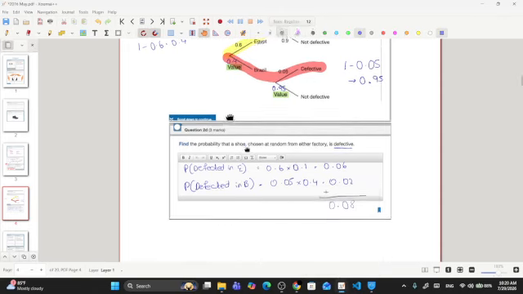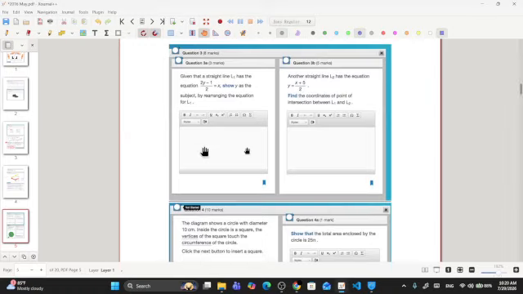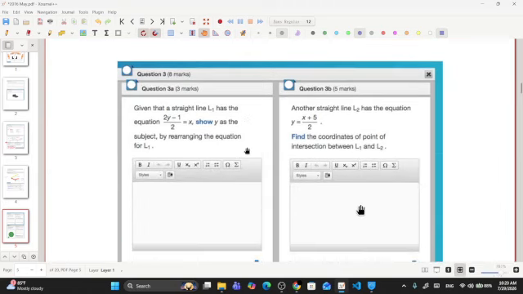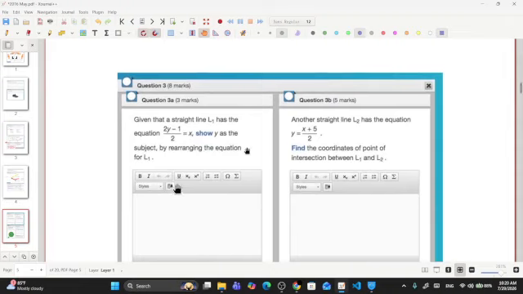So, this was question number 2. Now, question number 3. Given that a straight line L1 has equation 2y minus 1 over 2 equals x, show y as the subject by rearranging the equation for L1. Okay, this type of question is more like the combination of algebra and coordinate geometry. But in case someone did not study coordinate geometry or has weak coordinate geometry, they should still be able to solve this question, as it revolves around algebra as well.